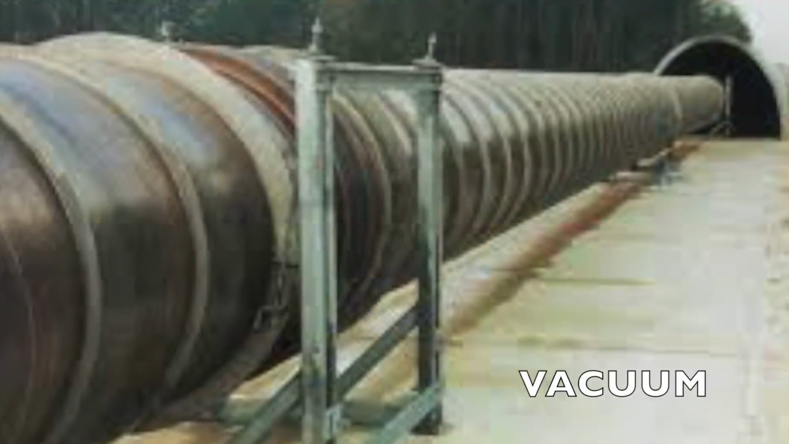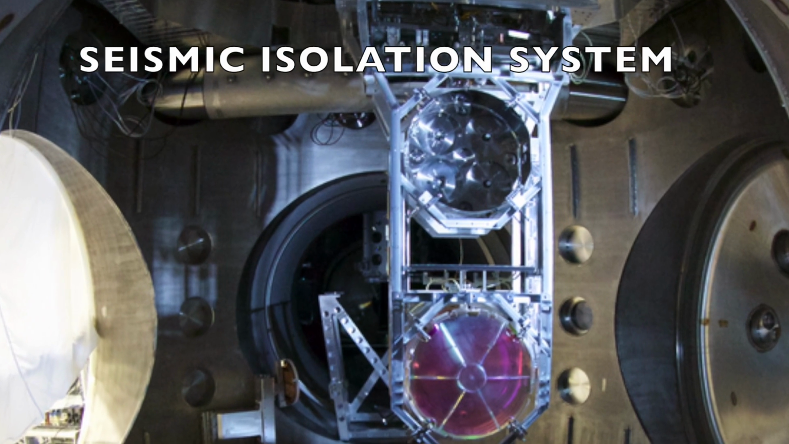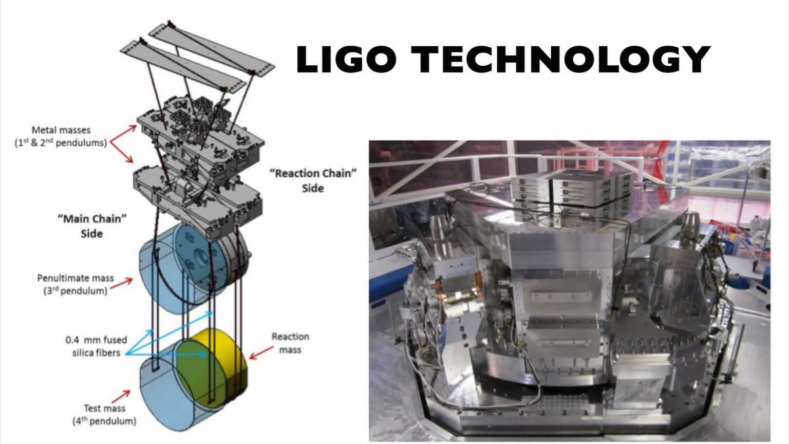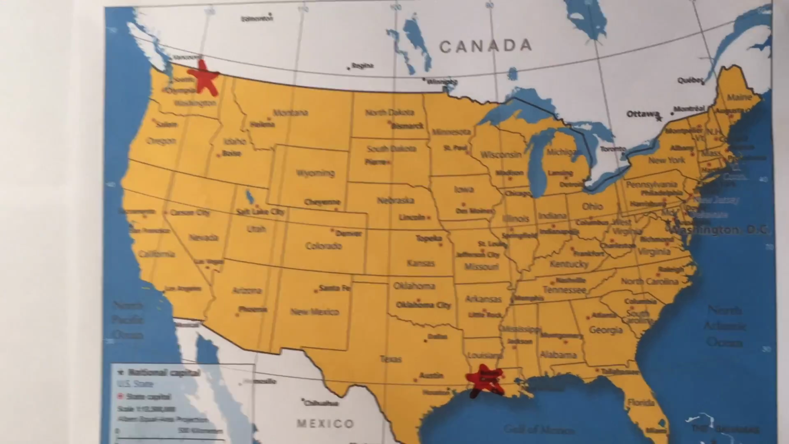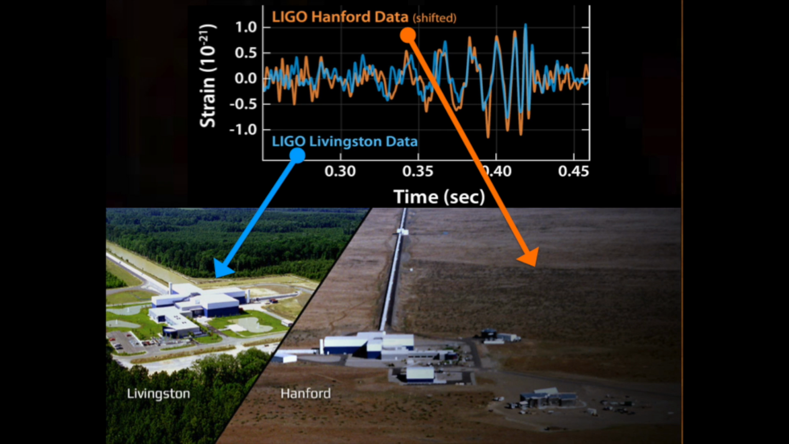These systems remove background noise, but how can scientists be so sure that they've detected a gravitational wave? There are two observatories, one in Washington and one in Louisiana. If the two detectors collect precisely the same data at the same time, then scientists can be certain that they have in fact detected a gravitational wave.